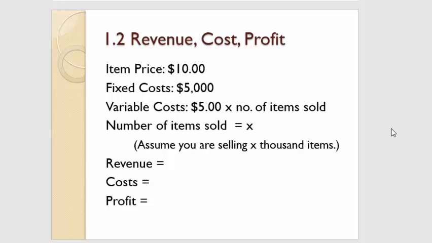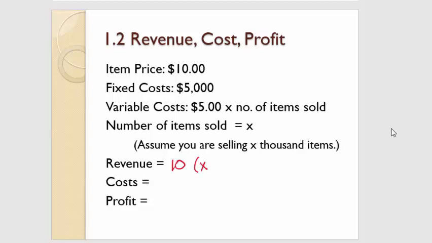So what we're going to do is write expressions for revenue, costs, and profit. We need to make note of the fact that x is in thousands of items. So if x is expressed as 2, that means that there is actually 2,000 items sold. So let's show revenue in terms of x. We know the item price is $10. So if we multiply the price for one item times the number of items that have been sold, then we will get the revenue coming into the company. So I'm going to multiply 10 times x.